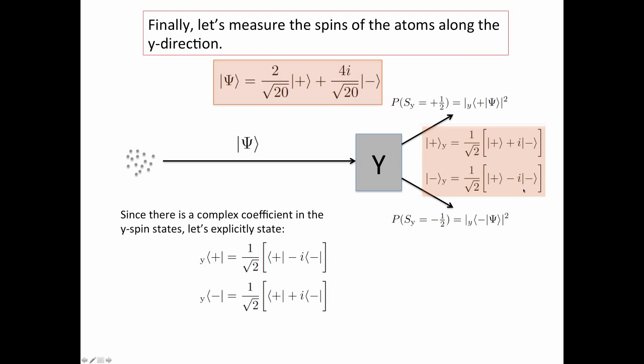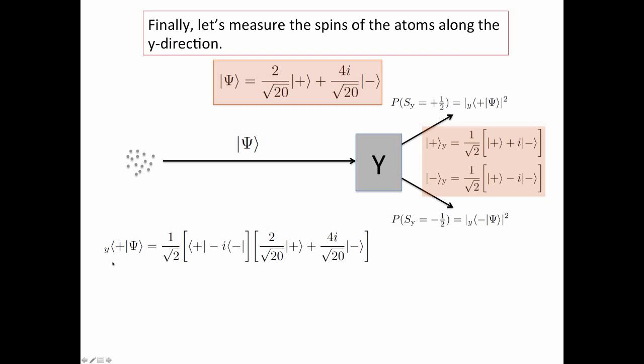Firstly, because we now have an imaginary coefficient in these two kets, plus y and minus y, when we form the bra versions of these state vectors, we not only have to turn the plus and minus kets into plus and minus bras, but we also have to take the complex conjugate of the complex coefficients, which again just means reversing the sign in front of them. So the plus y bra vector will have a minus sign in front of the i, as opposed to a plus sign, which the ket version has, and vice versa.